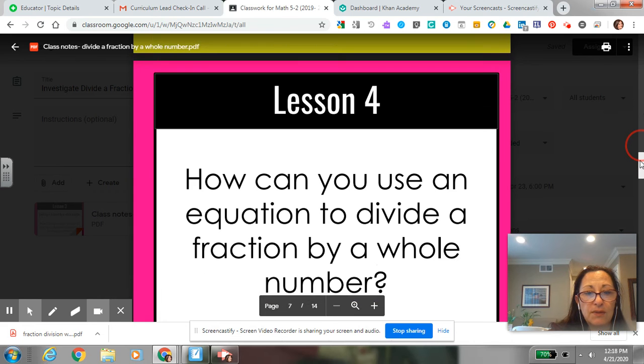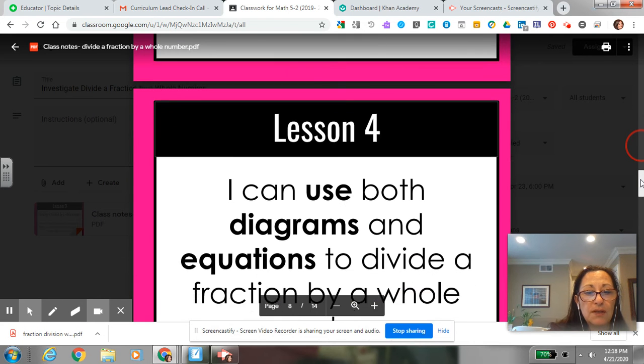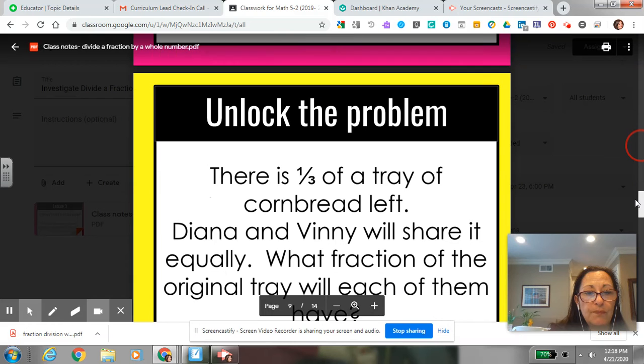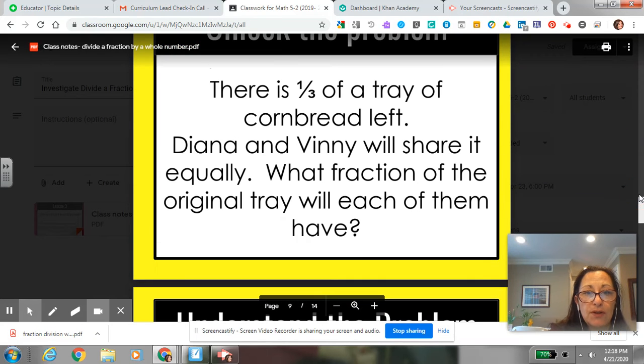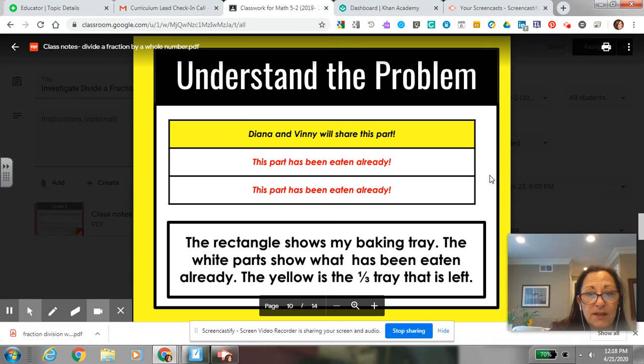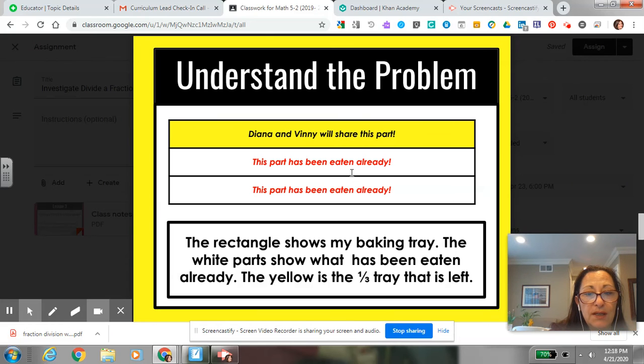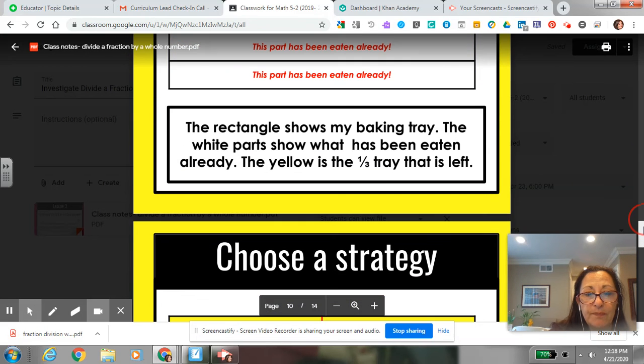Now let's look at something else. How can we use a diagram and an equation? So I made cornbread. There's a third of a tray of cornbread left. Diana, my daughter, and her boyfriend Vinny will share it equally. What fraction of the original tray? So look at this. This yellow is the cornbread. The other sections have been eaten already.